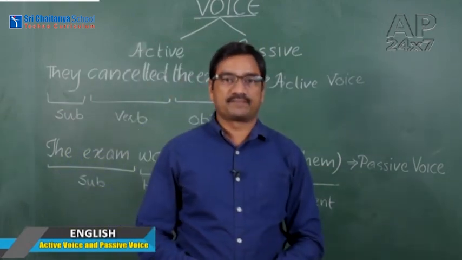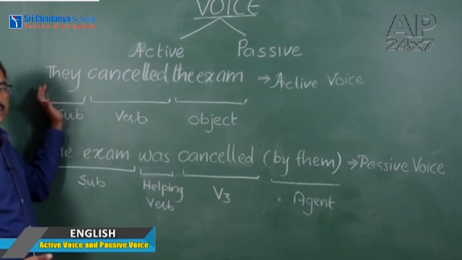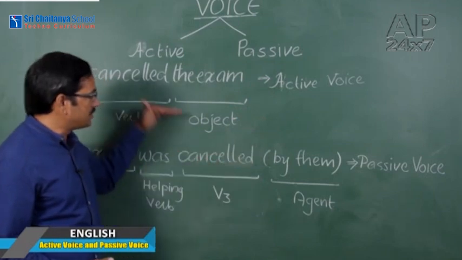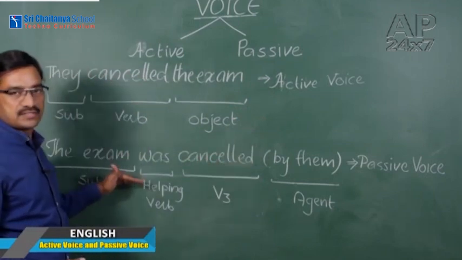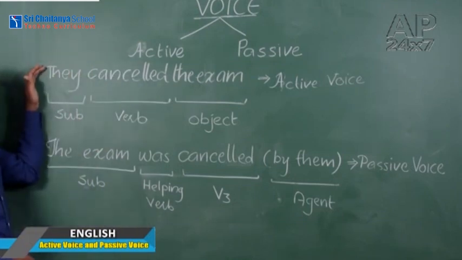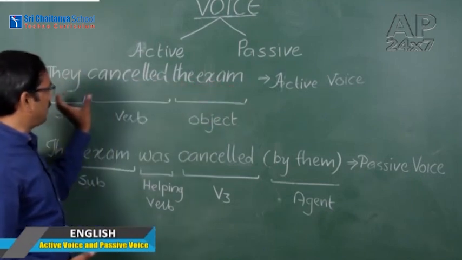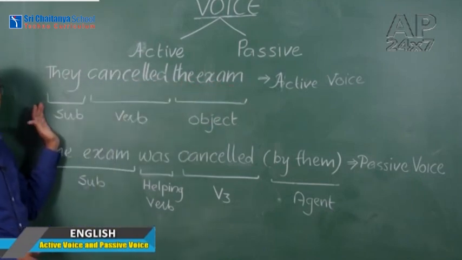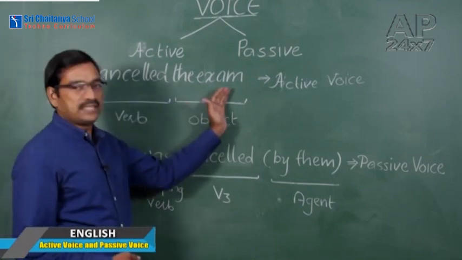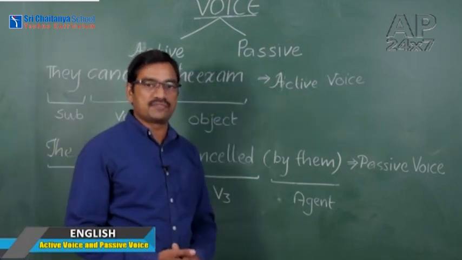What is voice? When we want to introduce certain sentences to the listener, we can write one sentence in two different ways without changing the meaning. So here we have one example. They cancelled the exam. Here we have the subject, they. Cancelled is a verb. Object we have the examination. So here, they cancelled the exam is written in the active voice form.